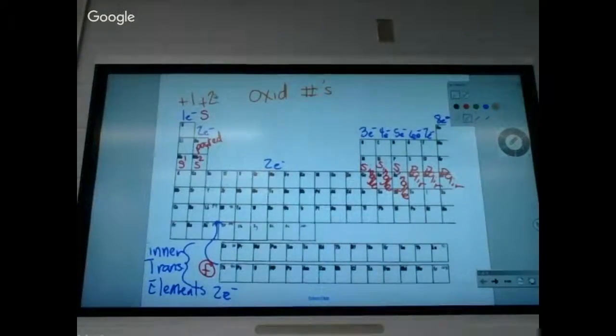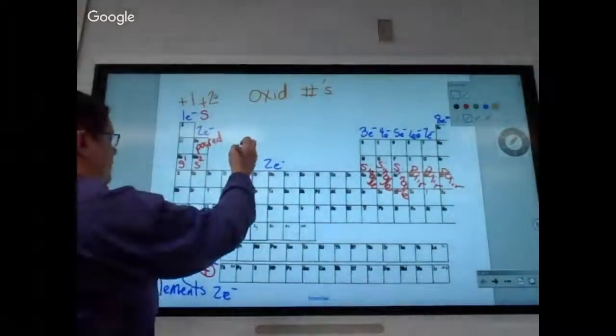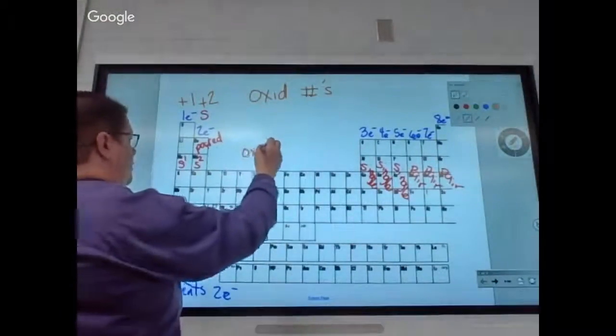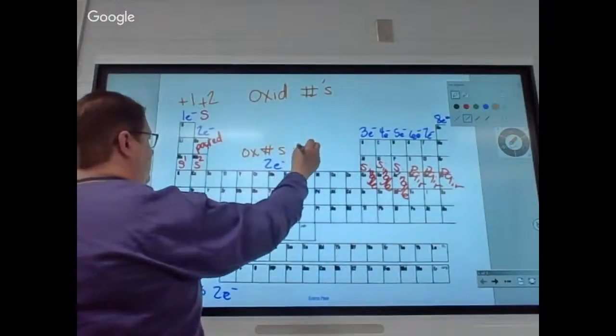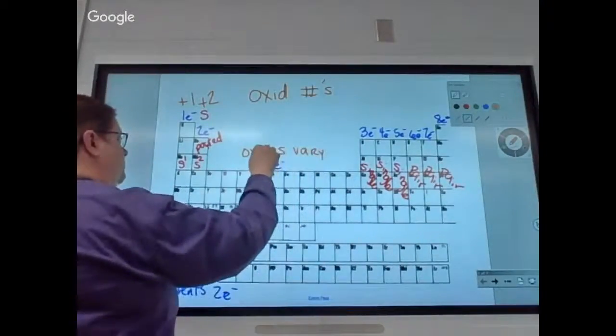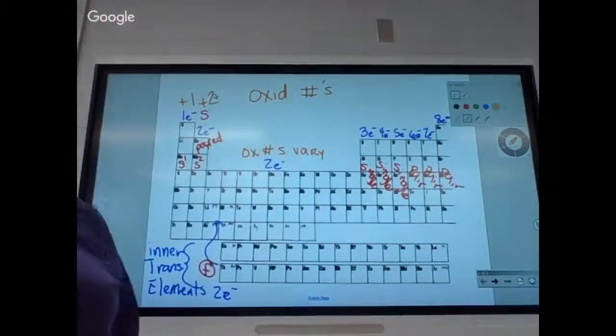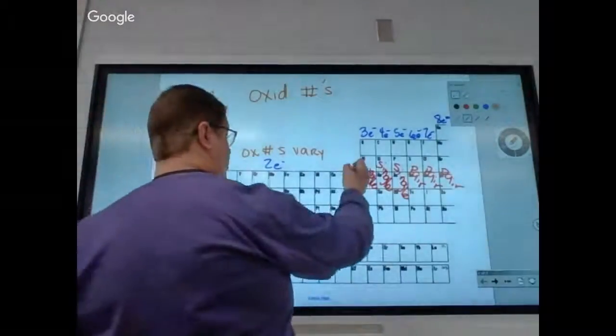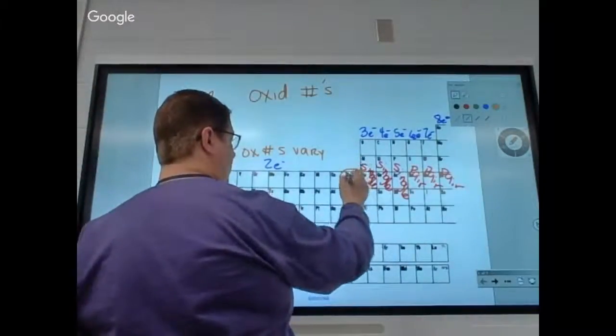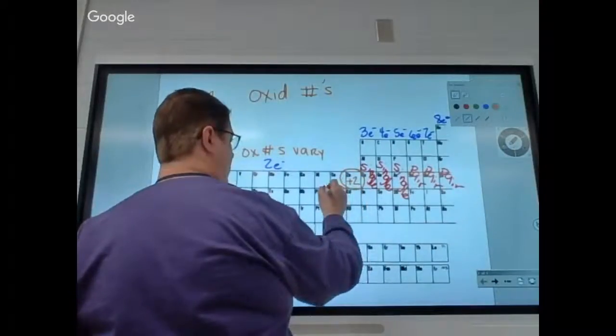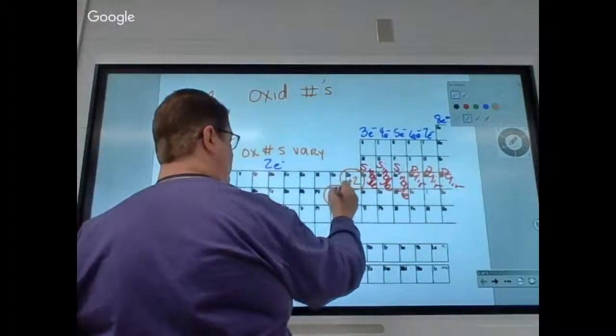Every element in group 1 is plus 1. Every element in group 2 is positive 2. Okay? Oxidation numbers vary in the transition elements. Lovely. There are 2 that you have to memorize. They don't vary. Okay? Zinc, and I'm going to circle it right here, is plus 2. And silver is plus 1.